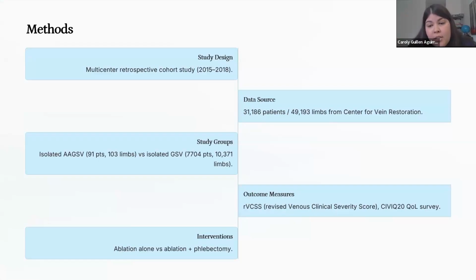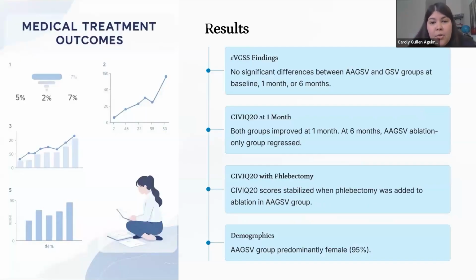The outcome measures were the revised venous clinical severity scores, and the CIV-IQ-20 quality of life survey. And the interventions were ablation alone versus ablation plus phlebectomy. So the results, they found out that for the RVCSS there was no significant difference between AAGSV and GSV groups at baseline, 1 month or 6 months. So this tool was the same.